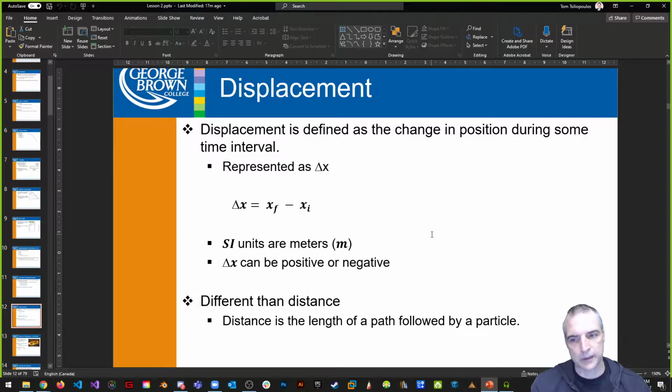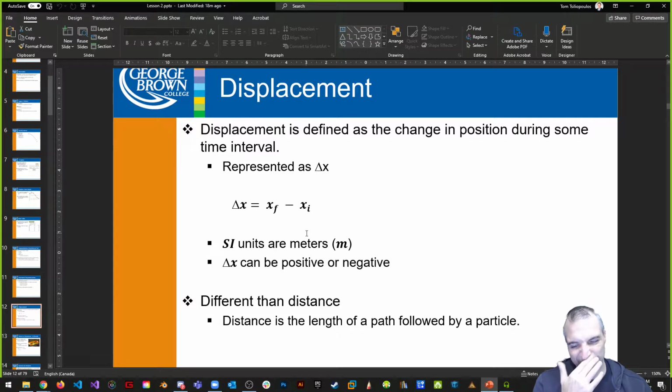And displacement is different than distance. So think about what this thing is. It's represented as delta x. That means the change in x. Delta normally means change in physics. Delta x, in this case, is the change in the x-axis only. And we have something called x final minus x initial. So whatever the final x position is, you subtract the initial position, and then you get the change in position.